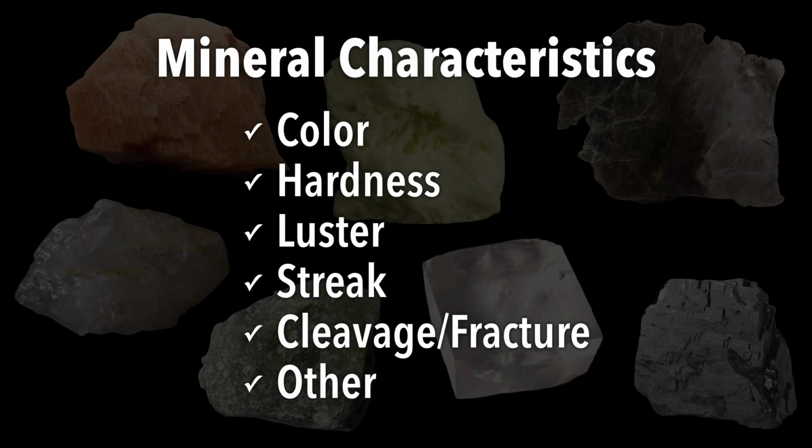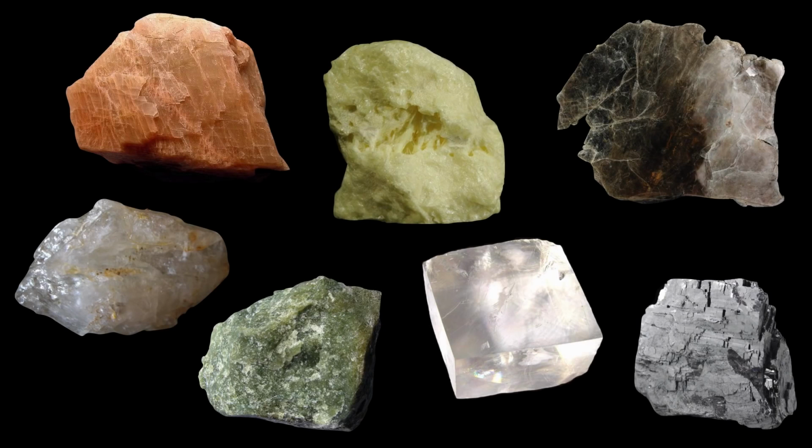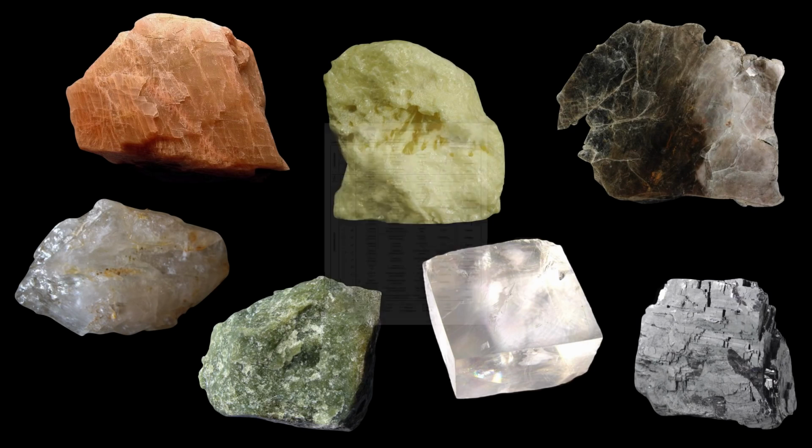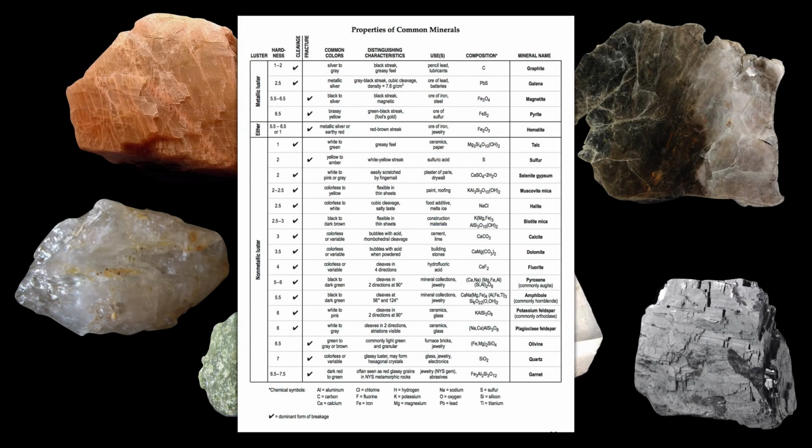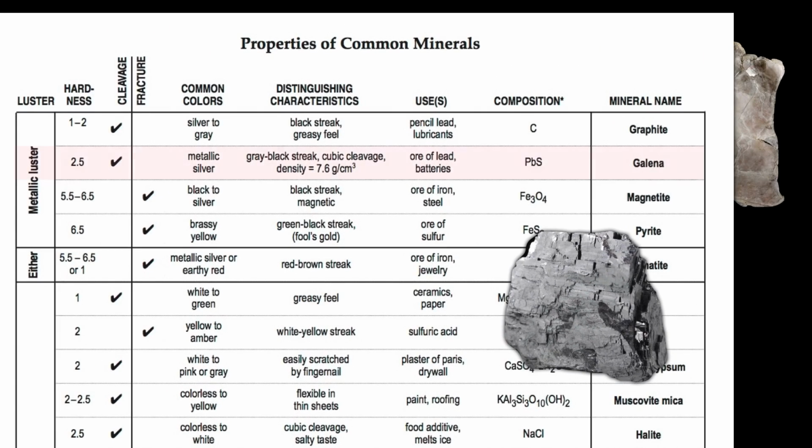There are also some other characteristics like, is it magnetic? Does it have a taste or odor? Does it glow in ultraviolet light? Does it bubble with acid? As well as a variety of other things that we can look at. So, let's take a look at the New York State Earth Science Reference Tables. This is the Properties of Common Minerals chart. And let's see how it works.